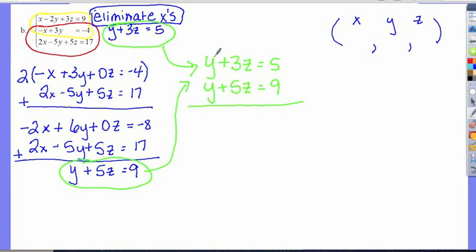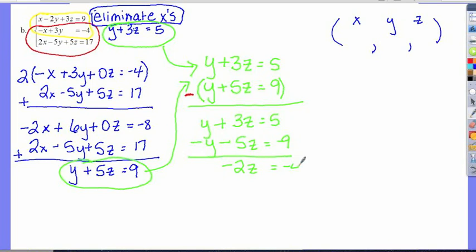Okay, so I need to eliminate either the y's or the z's. If I were to multiply one of these equations by -1, and it doesn't matter which one, I'm going to do this bottom one just because I have more room here. I'm going to multiply all of this by -1 so that my y's are going to cancel. So I'm going to leave the top equation alone. Y plus 3z equals 5. Negative y minus 5z equals -9. Combine those or add down. Negative 2z equals -4. So z equals positive 2.